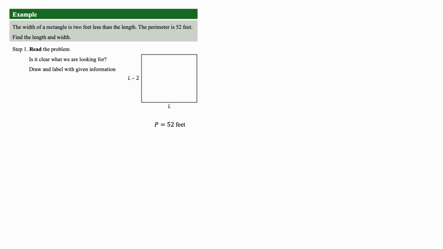And because we are including some extra letters and numbers in here, we are finding an algebraic expression pretty much. So we know that the perimeter is 52 feet, and that the length is just simply L because we don't know anything more about that, and that the width is 2 less than L. So the width will just be L minus 2. So we're going to identify what we're looking for, which is the length and width of the rectangle, and then we're going to name it.